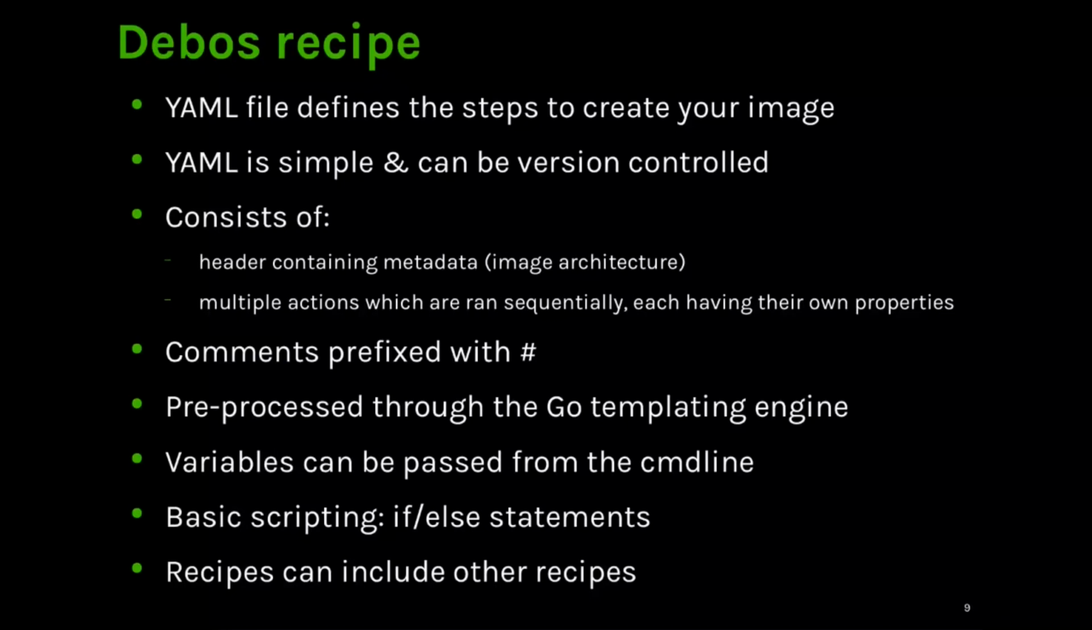So the DebOS recipe, I'm going to show you an example in a second, but it contains some metadata at the top, currently only the architecture of the image that you're generating, and then the actions, which are an array which are then run sequentially. Each one of these actions has their own properties, variables, and things to do. You can put comments in there, of course, and it's pre-processed through a templating engine, kind of like an HTML page in a web engine. So you can put some scripting in there, you can put variables in there, which you can pass from the command line. And you can also include recipes from other recipes, which helps you sort out things like components. We'll get onto these and what they look like next.